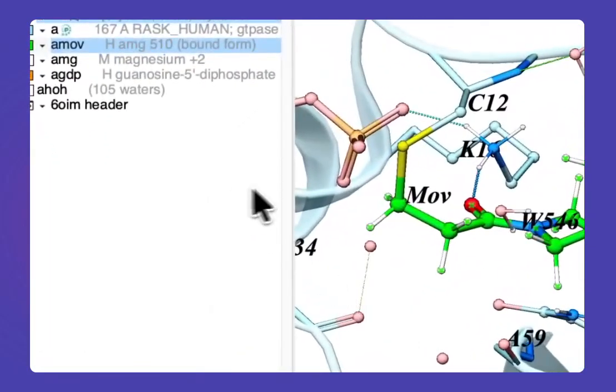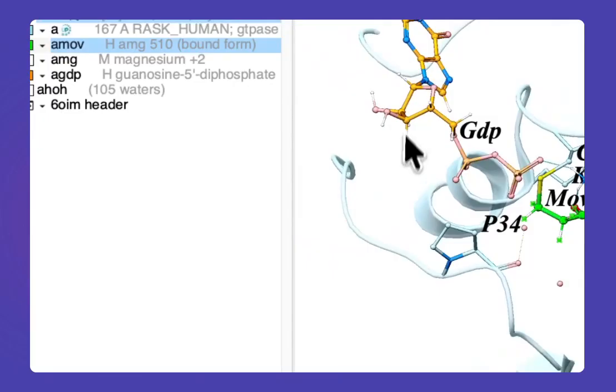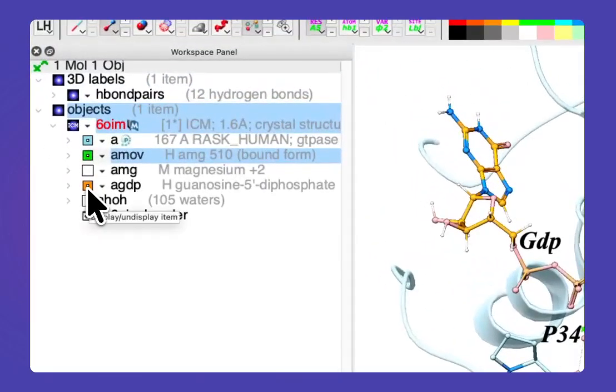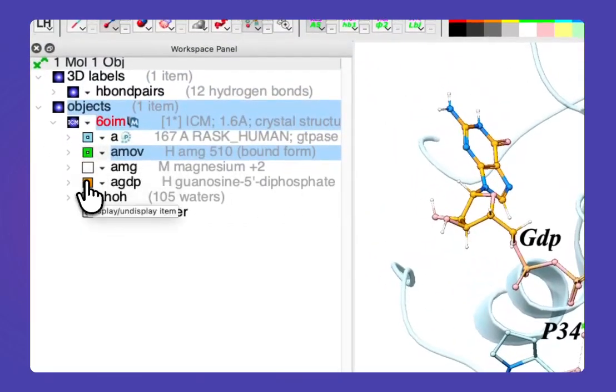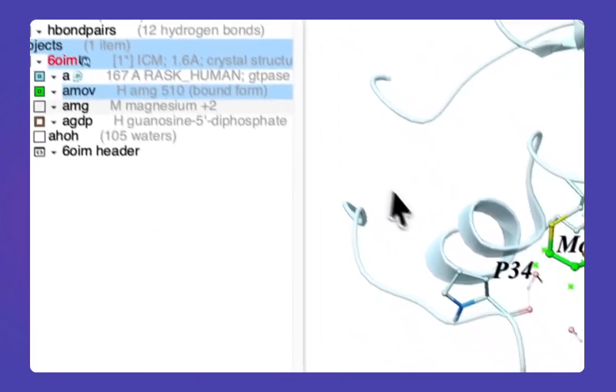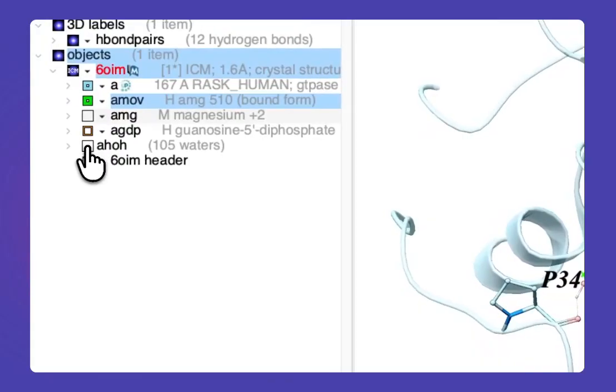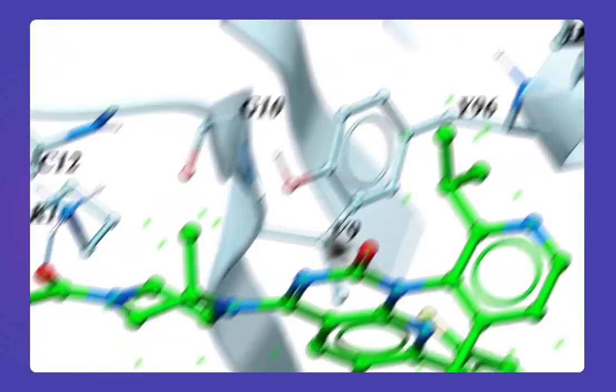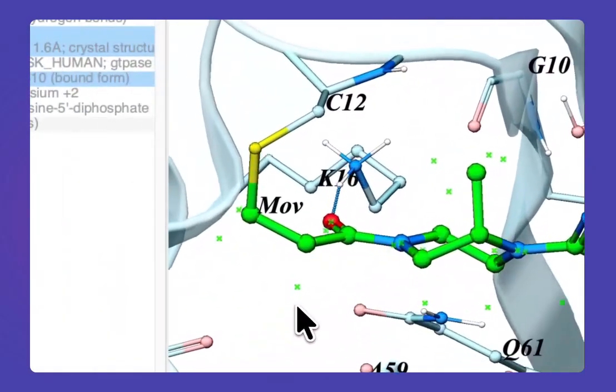We may want to undisplay some molecules. We don't want to see the GDP, so we can just click undisplay here. And there's a magnesium atom here that we can just toggle on and off, but we're not interested. I might just also undisplay all the waters as well. Again, if we go center, that will display the ligand.